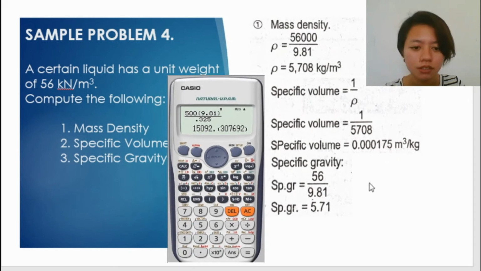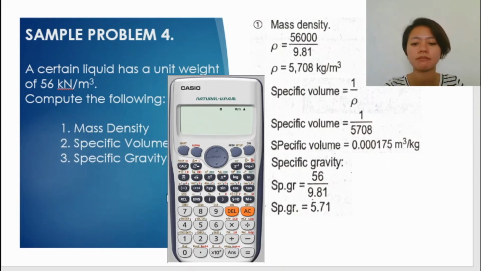So, let's proceed with sample problem number 4. A certain liquid has a unit weight of 56 kilonewtons per meter cube. Compute the mass density, specific volume, and specific gravity. Given here is only the unit weight, but we have standard values for water, so we will use those.